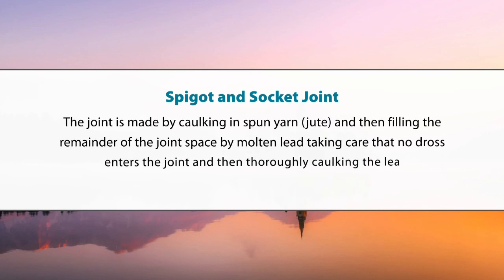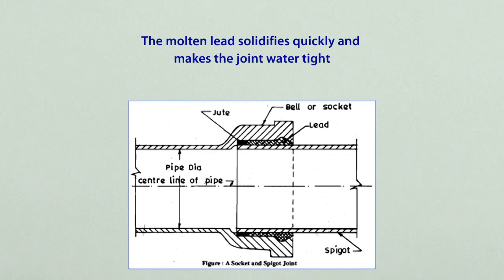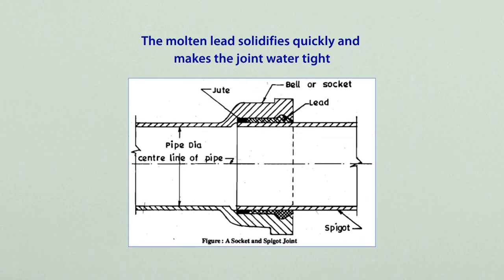The joint is made by caulking in spun yarn and then filling the remainder of the joint space with molten lead, taking care that no dross enters the joint, and then thoroughly caulking the lead. The molten lead solidifies quickly and makes the joint watertight. All this discussion is shown in the figure.